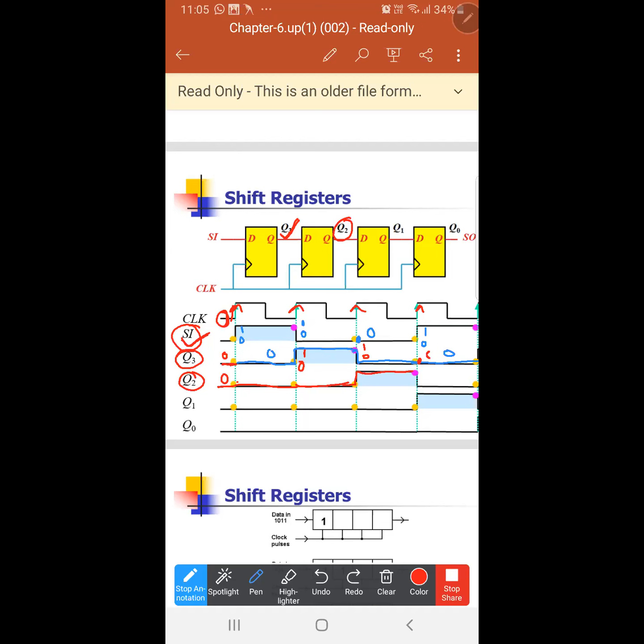And what is the input now here? 0. You should say only 0, because we don't have two inputs, we have only one input. So it is 0 only, and the output will go to 0. Now for Q1, what is the input? Q2. Similarly for Q0, what is the input? Q1. So this is called a shift register. Got it, girls?